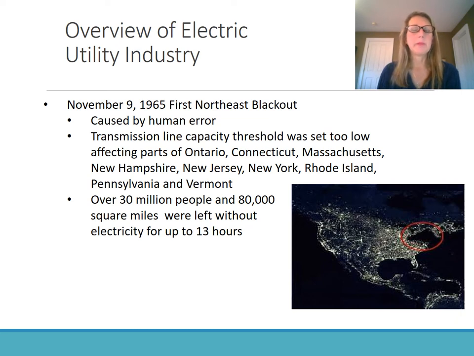Someone had set a transmission line capacity threshold too low, so it affected parts of Ontario, Connecticut, Massachusetts, New Hampshire, New Jersey, New York, Rhode Island, Pennsylvania, and Vermont. You can see the satellite map that shows all the lights across the United States, except that pocket in the red circle. That's where the blackout was. For up to 13 hours, 30 million people were affected in about 80,000 square miles.